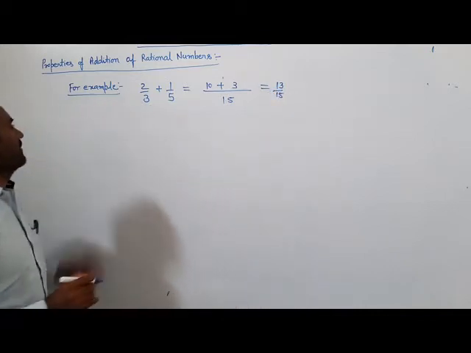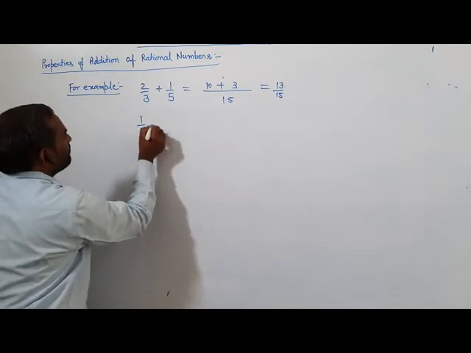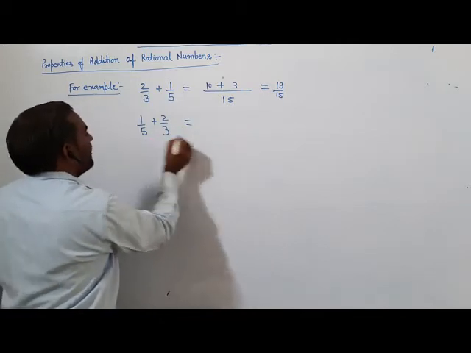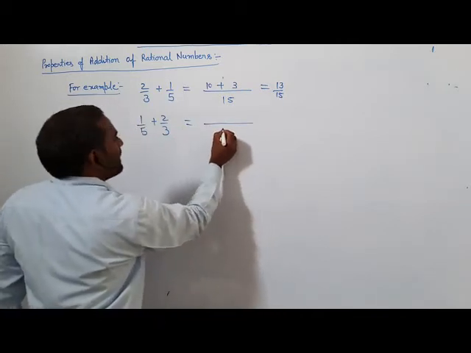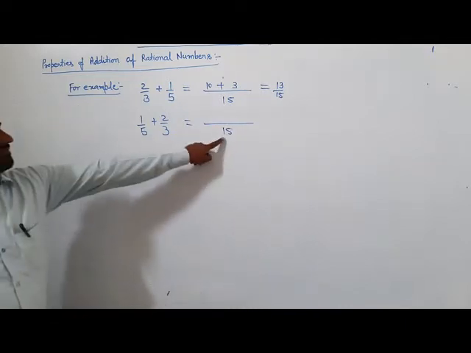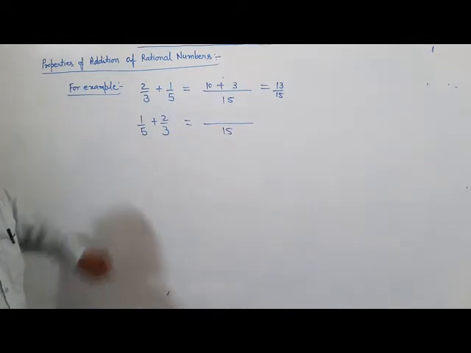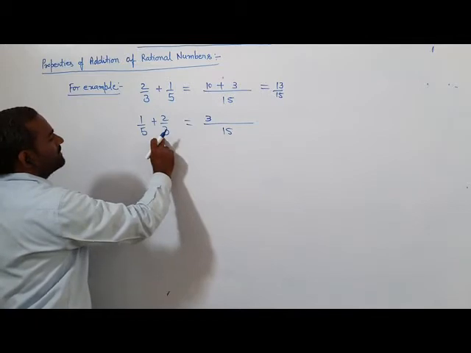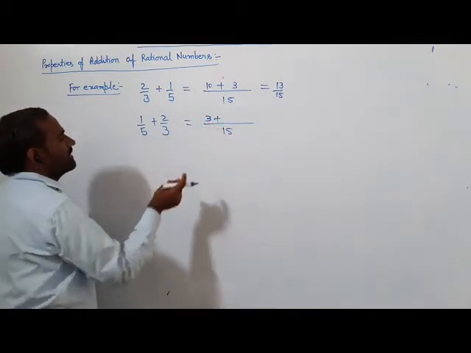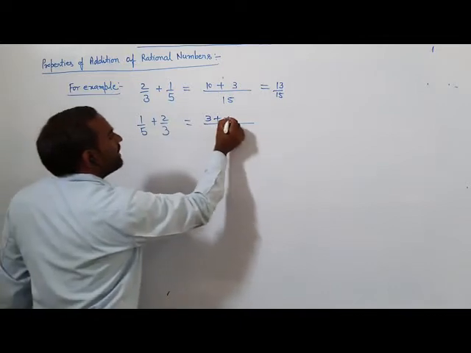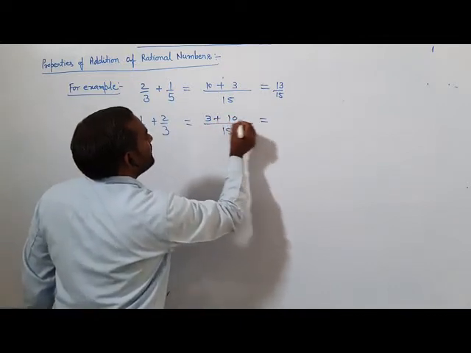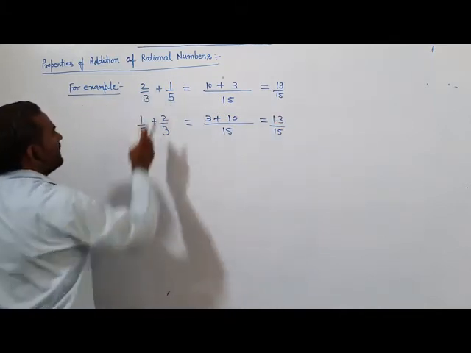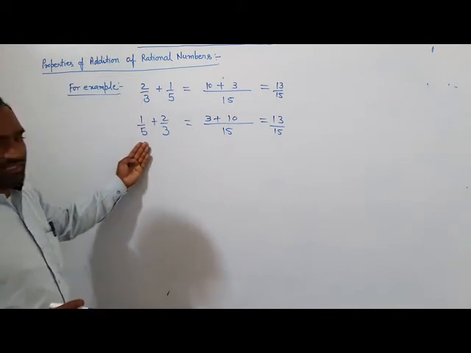Now change the order. 1 by 5 plus 2 by 3. What is the answer? The LCM of 5 and 3 is 15. Divide 15 by 5, 5 threes are 15, 1 into 3, 3. Divide 15 by 3, 3 fives are 15, 5 times 2 is 10. Answer will be 3 plus 10, 13 by 15. So here we have changed the order.